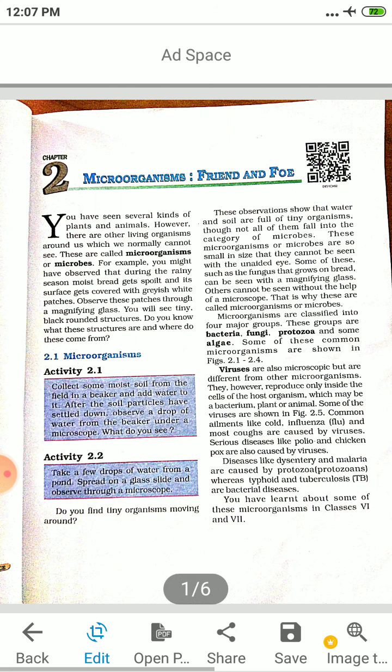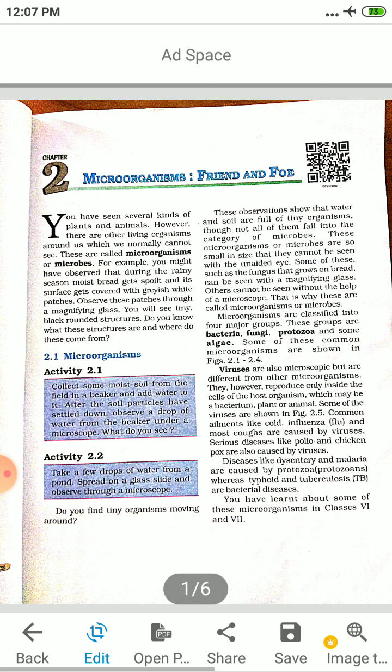So the virus will enter the body of a host. For example, a virus enters our body. So our body is the host body. It enters our body and then it starts multiplying and becomes active. They reproduce only inside the cell of the host organism, which may be a bacterium, plant or animal. Some of the viruses are in the figure.